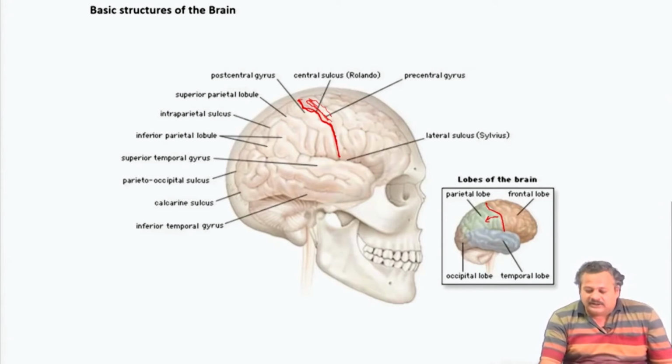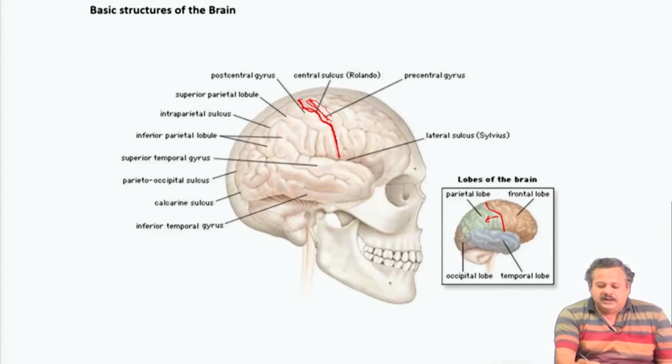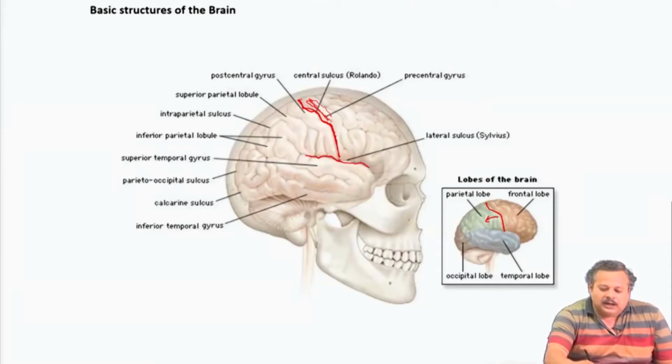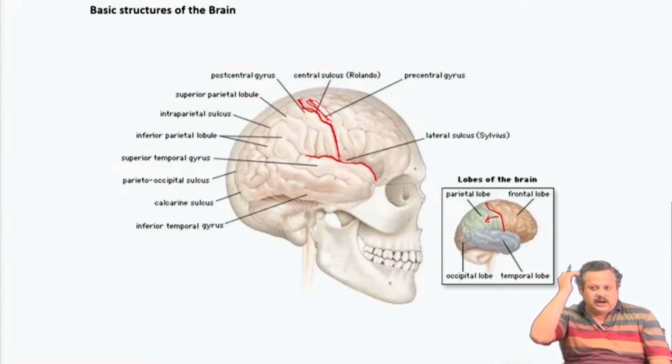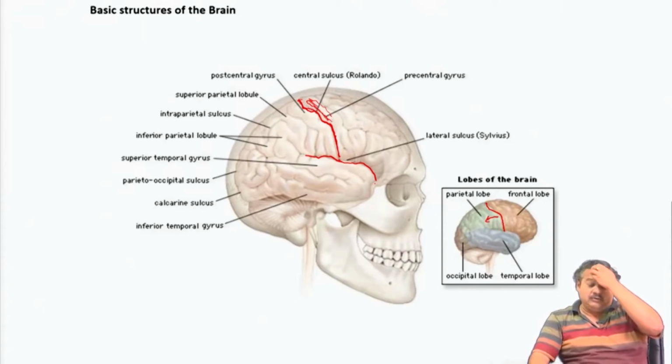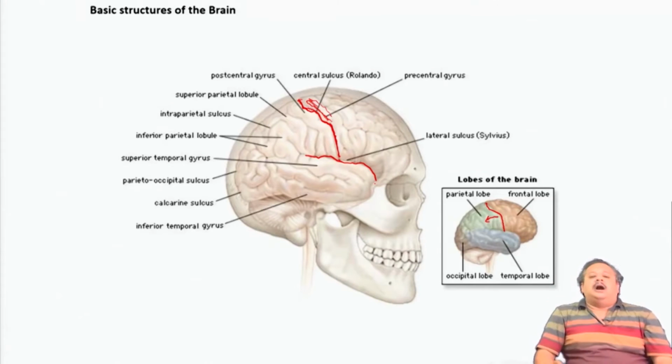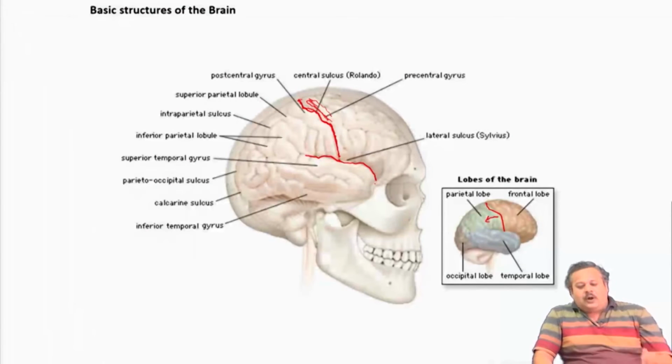Another very important sulcus differentiates the temporal lobe from the other structures. This is the lateral sulcus, which runs parallel to the transverse plane, and that is called the lateral sulcus. And this lateral sulcus separates the temporal lobe from the parietal and the frontal lobes.